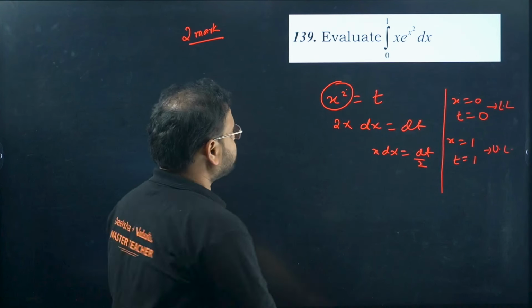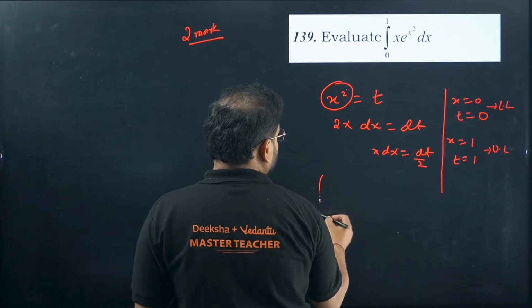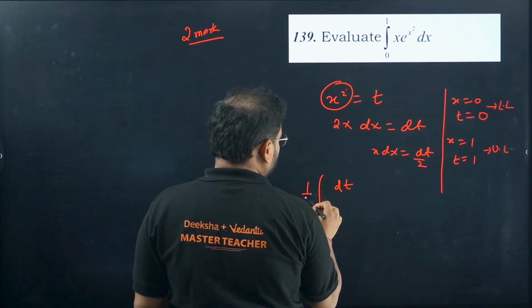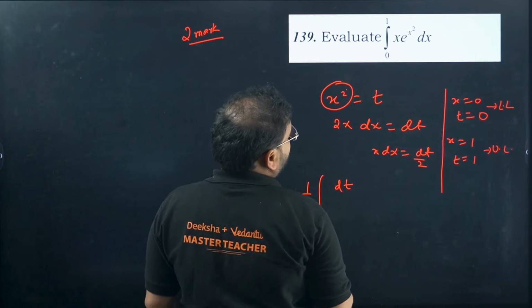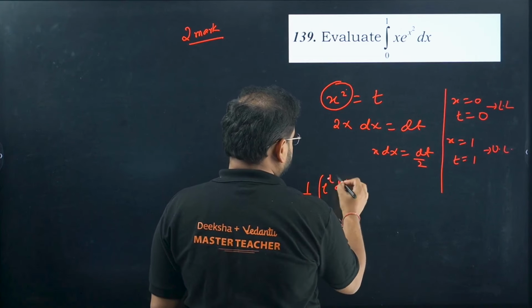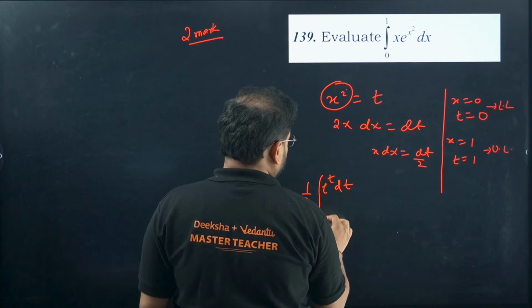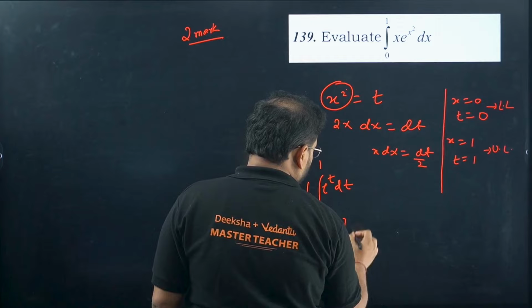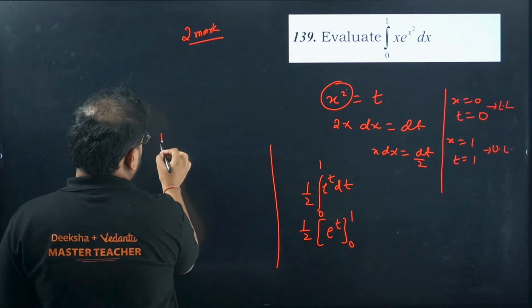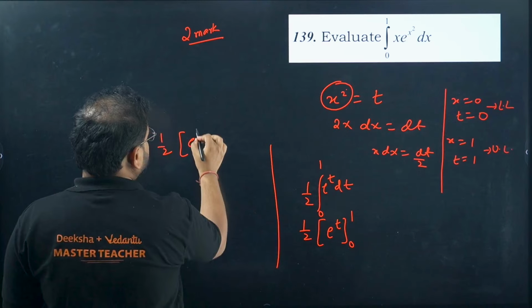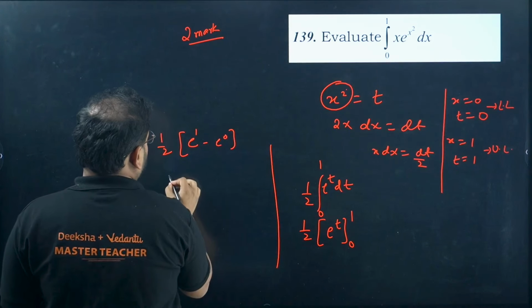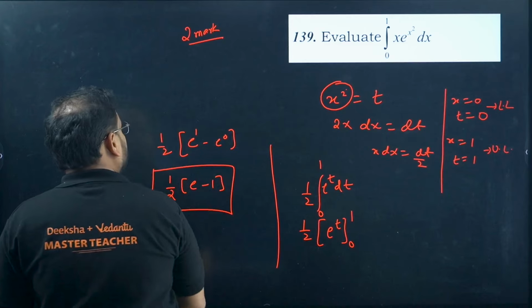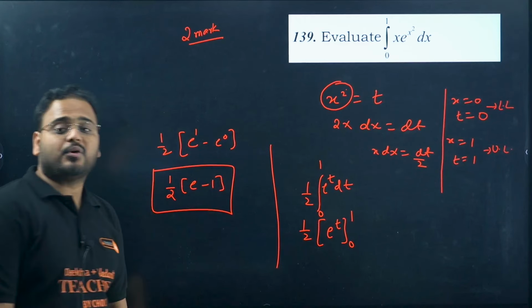Okay, so this becomes what? This becomes x dx will become dt by 2, and 1 by 2 is a constant outside. And this is nothing but e power t, right? So 1 by 2, and limit is 0 to 1. So e power t is simply e power t from 0 to 1. I hope you know the answer. 1 by 2 as it is, e power 1 is e minus e power 0. My answer is 1 by 2 times of e minus 1. E power 0 is 1, no? So 1 by 2 times of e minus 1.